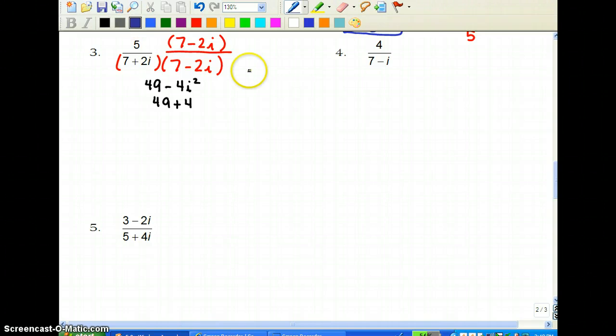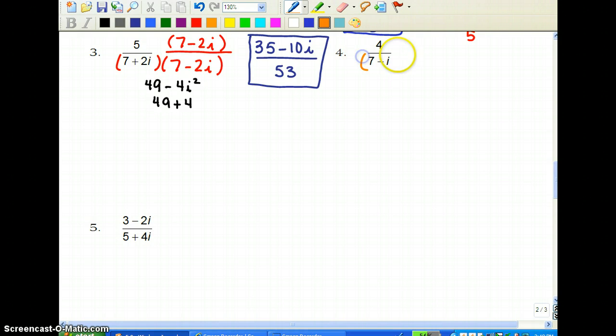On the top, you need to distribute. So you get 35 minus 10i all over 53. And our rules are going to stay the same for canceling. You have to be able to cancel in all 3 locations in order to cancel. Otherwise, you just leave it. So we aren't really learning anything new. It's just with an i instead of a radical.